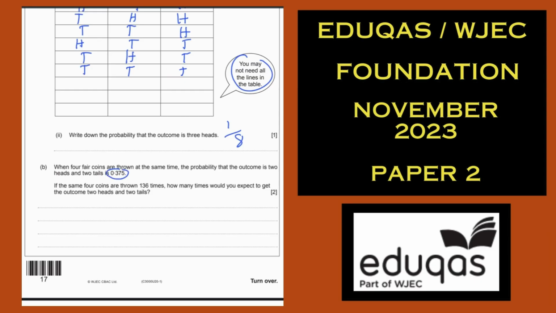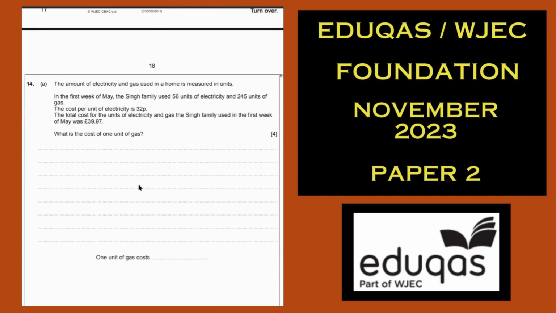If the same 4 coins are thrown, this one, believe it or not, is easier than you think. You've got the probability of something happening, the number of times you're doing the experiment, and if you're asked for expected outcomes, it's multiply. Calc should say 51. On we go.